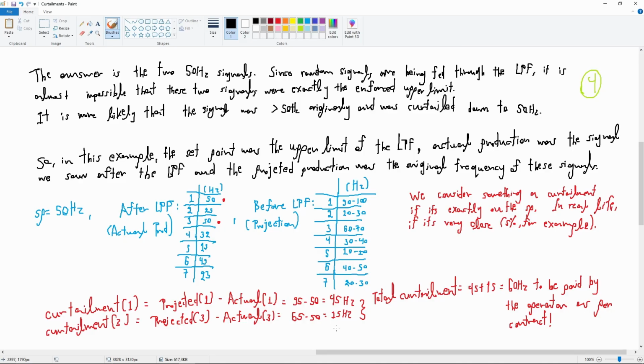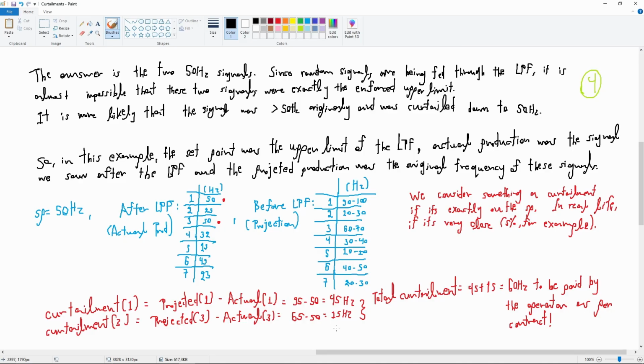And if that hertz was, let's say, energy, then the operator would have to pay us back for that 60, in quotation marks, hertz as per contract.